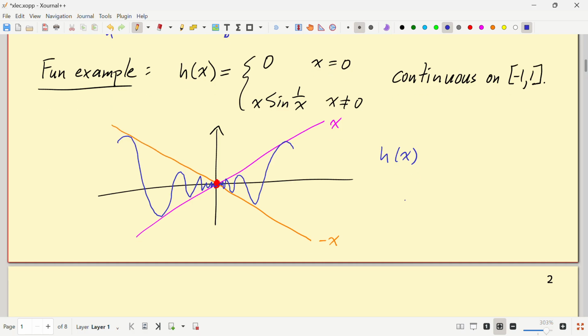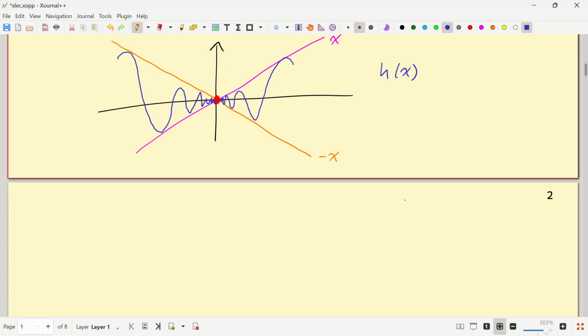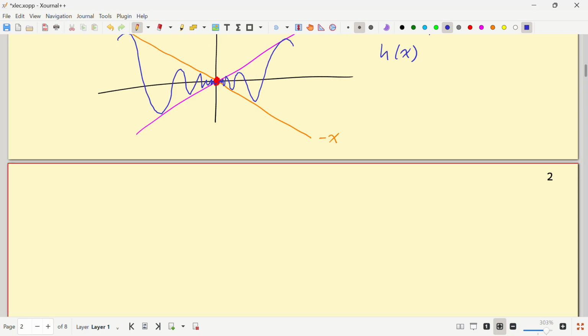Now let's think about h of x squared. That's going to make it a positive thing. So let's see, h of x squared is going to be kind of nifty to look at.